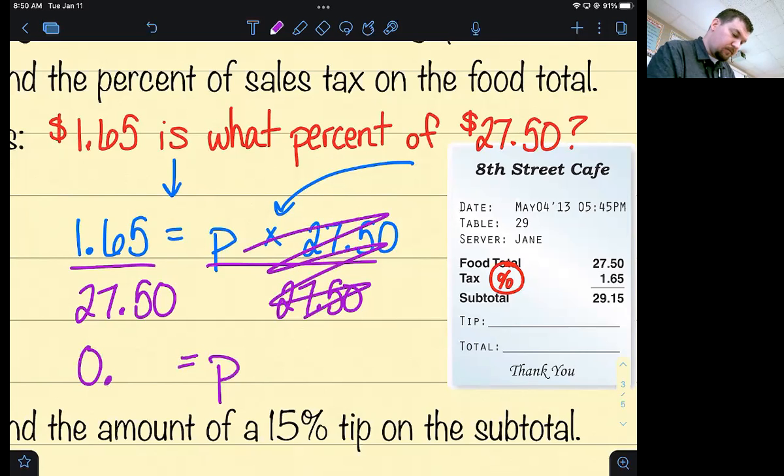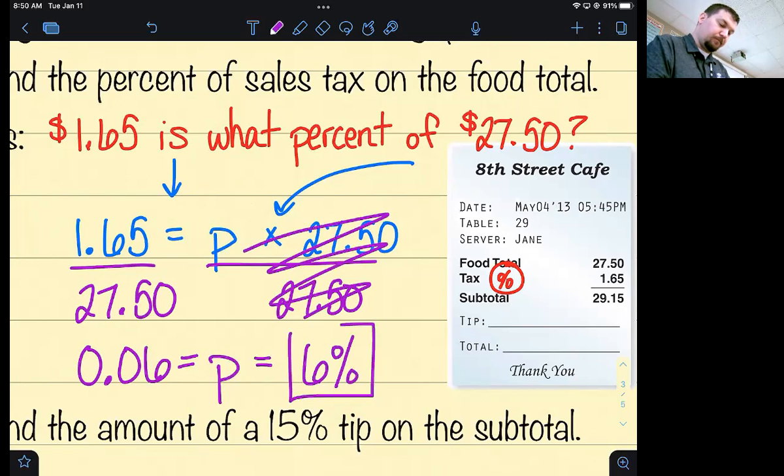0.06. Now, that's our number answer. They don't want that. They want the percentage. So Frank, what is 0.06 as a percent? 6%. Good job. So we just have to do the conversion at the end.